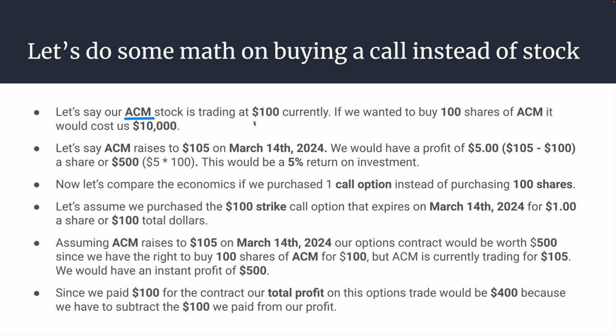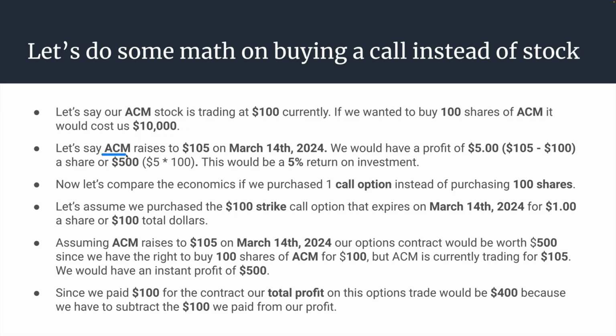Let's say ACM is currently trading at $100, and we want to buy 100 shares of ACM. That would cost you $10,000. So you would have to take $10,000 out of your brokerage account, go on the open market, and buy 100 shares for $100. And at this point, you would not have $10,000, but you would have 100 shares of ACM. You would consider yourself a shareholder, or you would own stock in ACM. And your broker would hold that in your account for you.